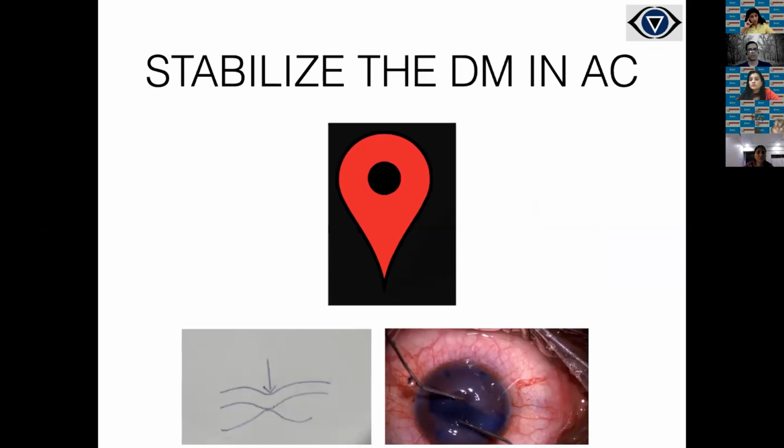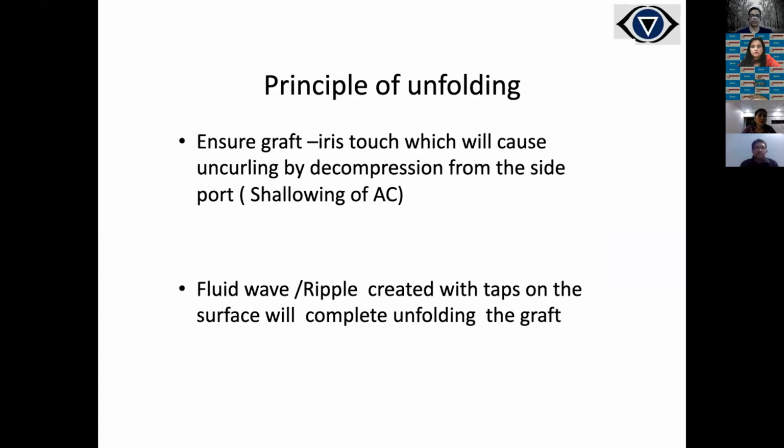What is the meaning of pin? You'll use a cannula. You'll press your cornea from up so that the back side of the cornea touches your graft. The moment it touches the graft, it will not move. Then this is like you have stabilized it. Then with the other cannula, you'll create ripples and, you know, unfold it.